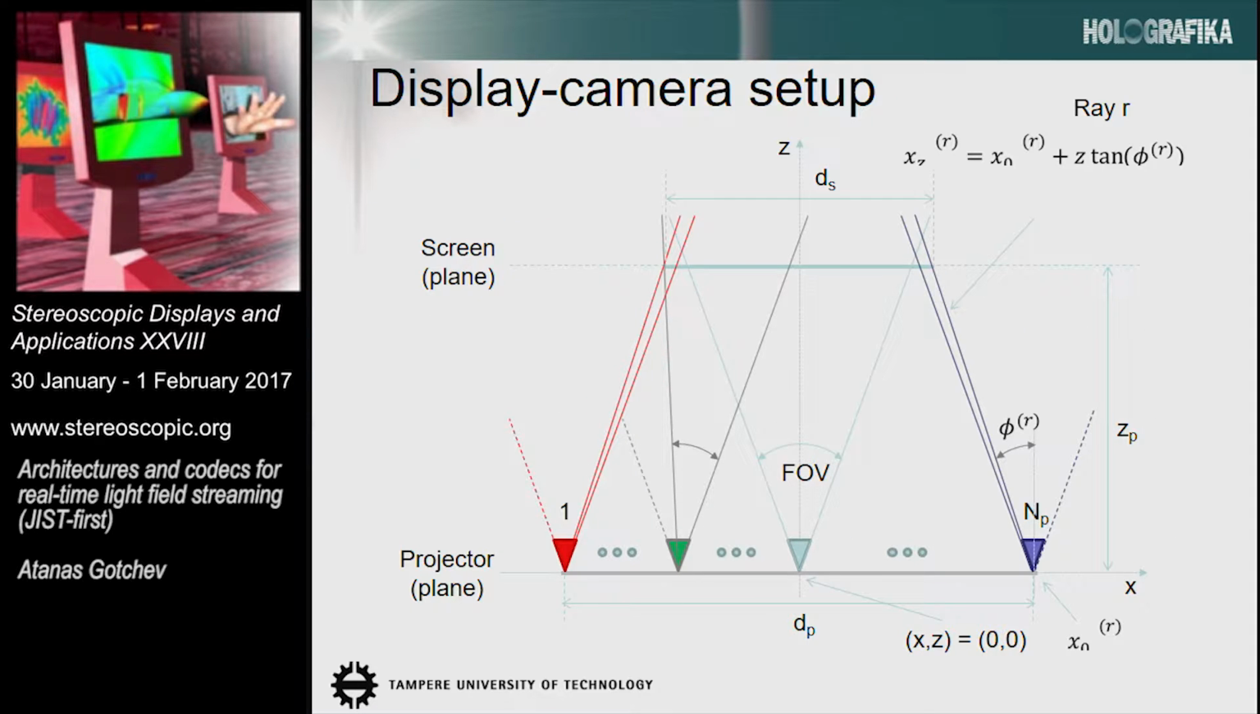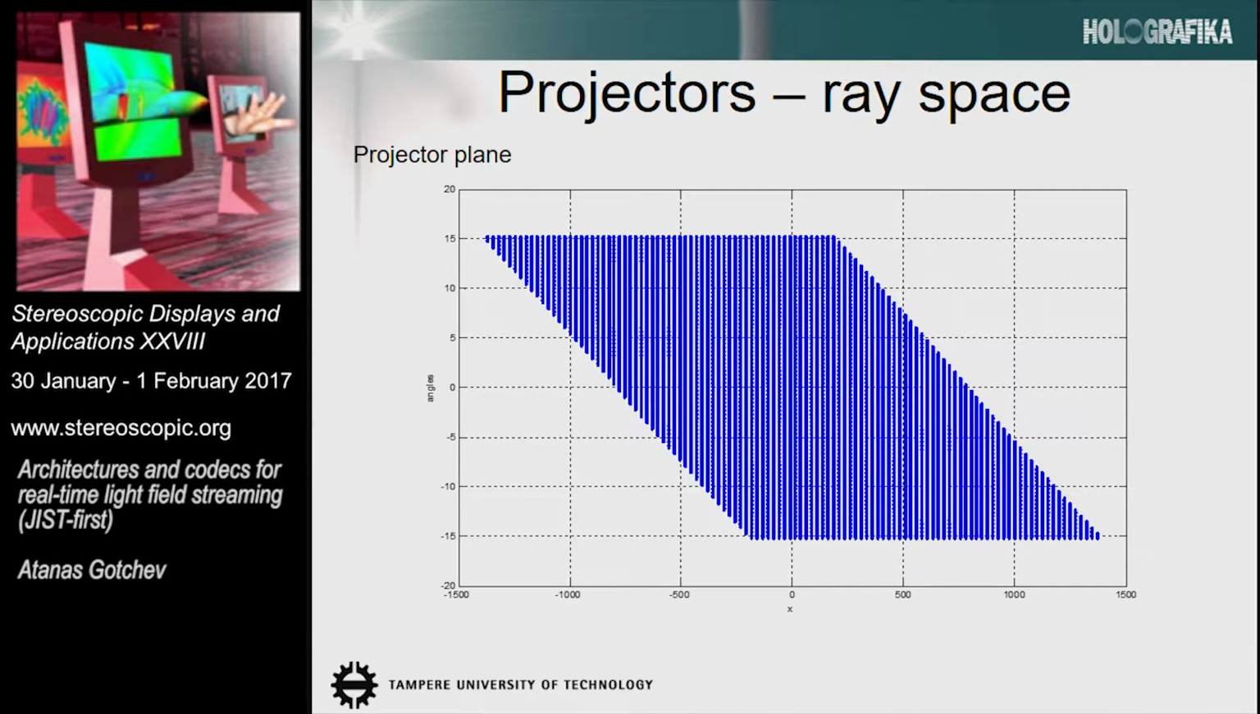We can describe the process of formation of the light field, describing how each ray propagates from the projector plane to the screen plane and then further to the camera or viewer plane. So given the field of view, given the spatial resolution of each projector, given the interval between the projectors, we can describe the topology of light rays coming from the rig of projectors. And then we can put them into ray phase space, like this is the spatial location, and this is the angular value of each ray.